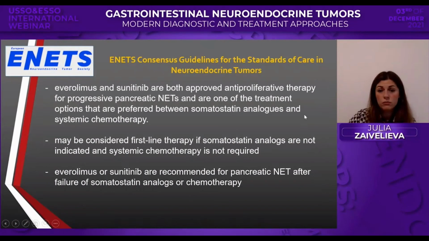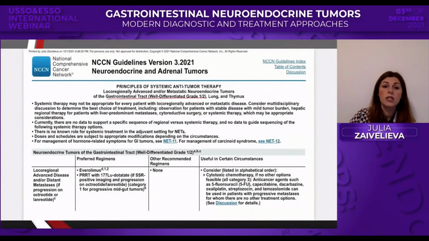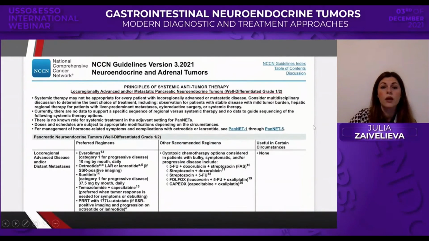The same recommendations we can find in the NCCN guidelines version 3, 2021, the recommendations of this year. You can see that for locoregional advanced disease and or distant metastasis of NETs of the gastrointestinal tract, grade 1 to lung and thymus, the preferred regimen is everolimus, an m-TOR inhibitor. The same situation in treatment of locoregional advanced disease and or distant metastasis of pancreatic neuroendocrine tumors grade 1-2. In preferred regimens, we can find both m-TOR inhibitors, everolimus and sunitinib.